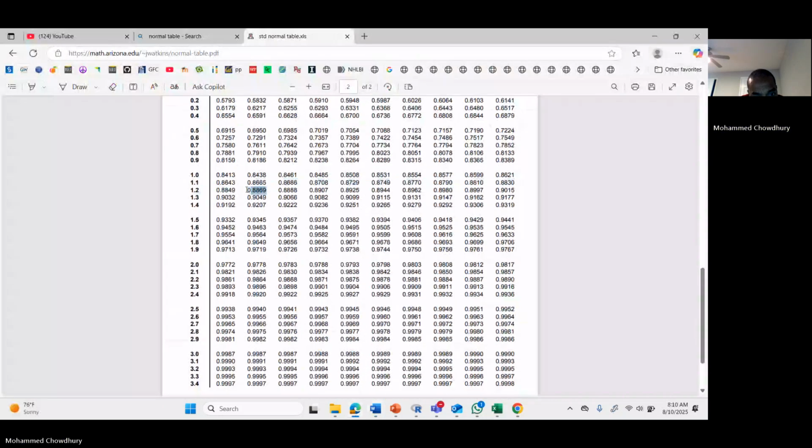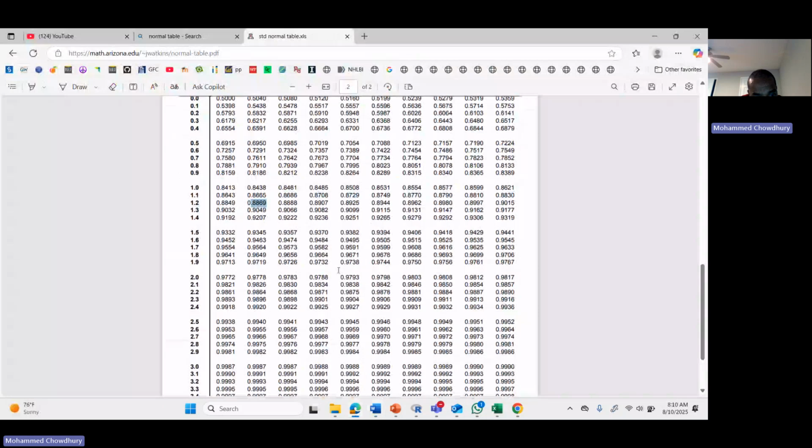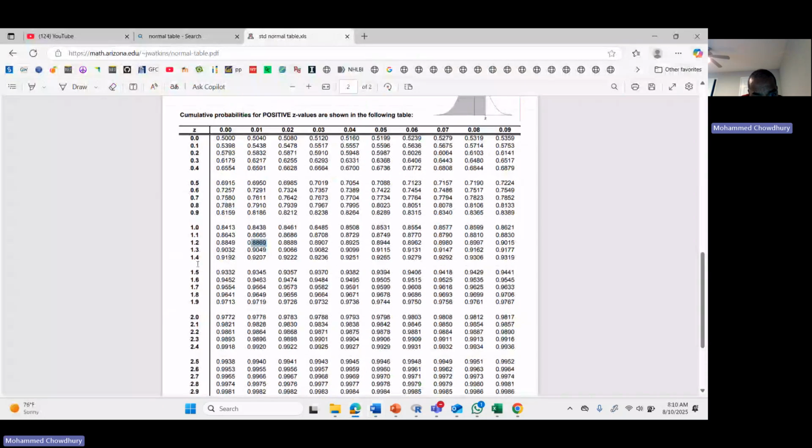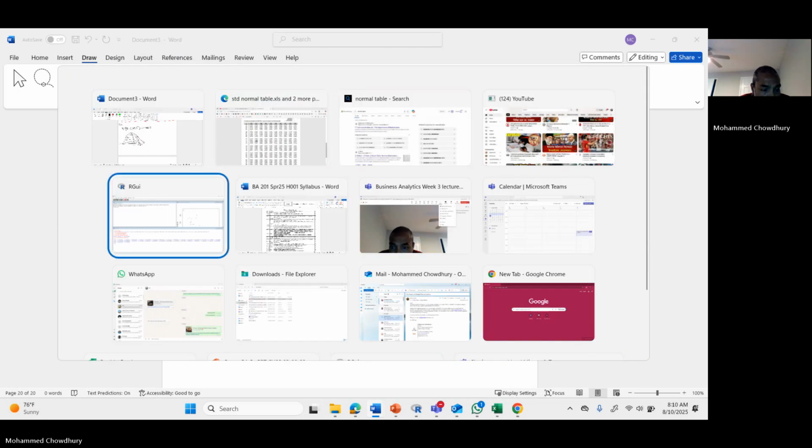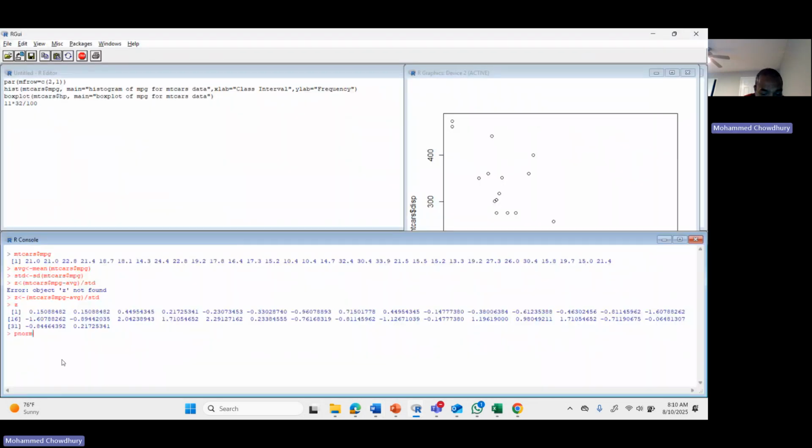1.21. Take a look at that. So 1.2, and then if you add this 1.21, 0.8869. So the answer is 0.8869. How can I compute it by using R? Let me show you how to compute it by using R. pnorm of 1.21, mean equal to 0, standard deviation equal to 1, and then I got 0.8869.